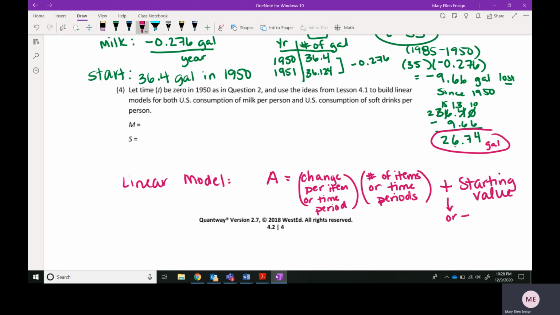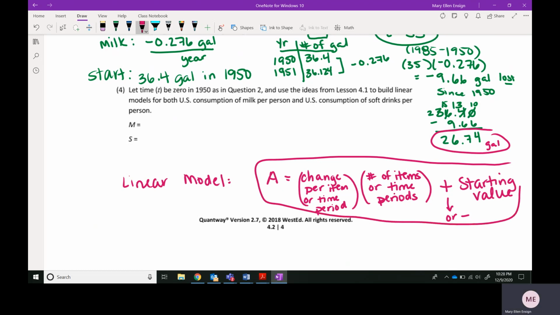So let's think about this just in words. This is kind of our template for a linear model, okay? A just meaning the amount, whatever we're trying to find. So this makes sense, right? Think about the starting value. Let's say I have $5 in my piggy bank. And every time I sweep the kitchen, I'm going to get paid $1 by my kids, right?